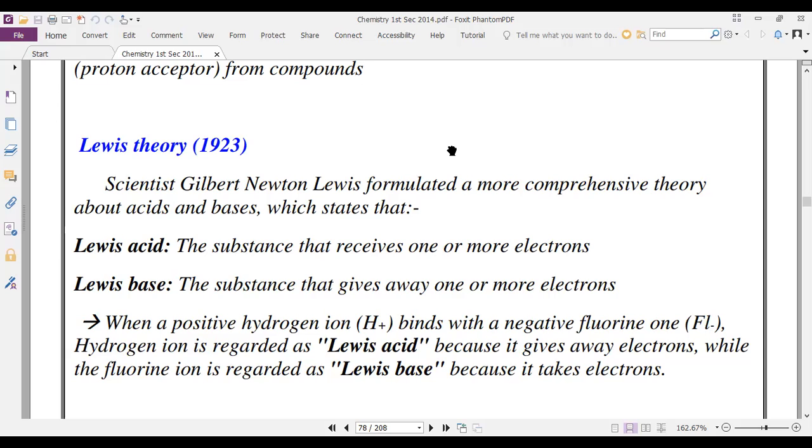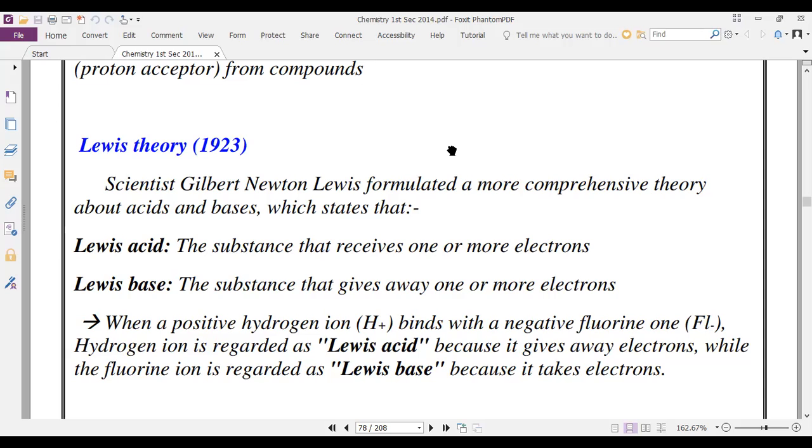So it will treat electrons, not protons or hydrogen. As Arrhenius said, a transfer of hydrogen will be acid, or a transfer of hydroxide will be base. While Brønsted-Lowry said that a substance that gives or donates hydrogen will be acid, but the other substance that will accept this proton or hydrogen is called an acceptor, and called base.